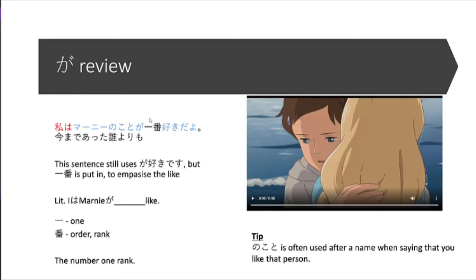Which kanji? This kanji here, this one and this one. These two make a word. What about if I gave you the meaning of the kanji here? This one means one, and this one means order or rank. So if this was read as a sentence by itself, watashi wa, as for me, this is the topic, the focus, the subject is Marnie, the girl here.